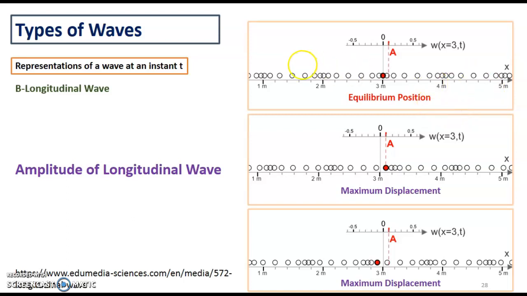The distance between this maximum position that the marked particle reaches and the equilibrium position is called the amplitude of the longitudinal wave. Similarly, for the left side, the particle is going to reach a maximum point, and the distance between this maximum point and the equilibrium position represents the amplitude. In this case, the amplitude is equal to how much?